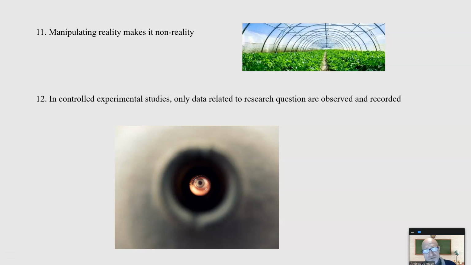And in controlled experimental studies, one of the limitations is that only data related to the research question are observed and recorded. You get a very clear view of a very narrow range of phenomena, but it misses a lot of data that's not in your very clear view. And again, this is not to discount it or say it shouldn't be used. Controlled experimental studies should not be used exclusively.